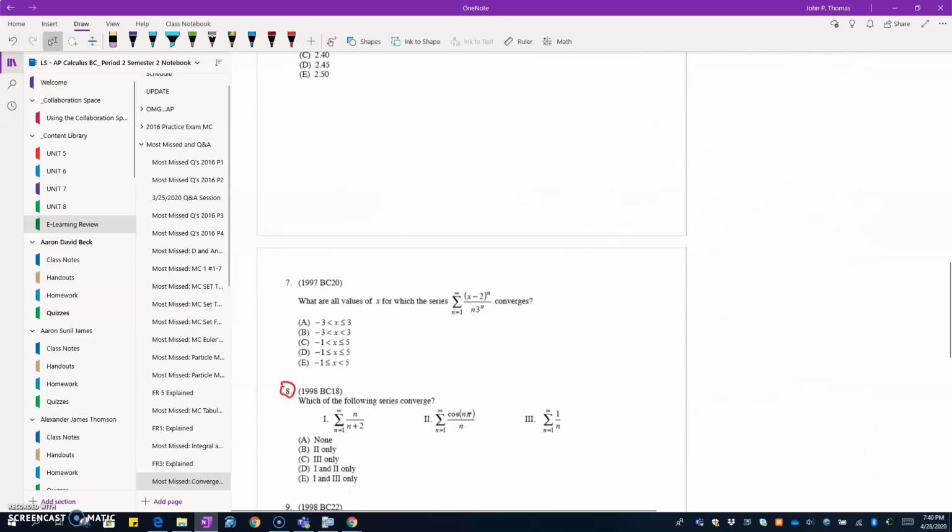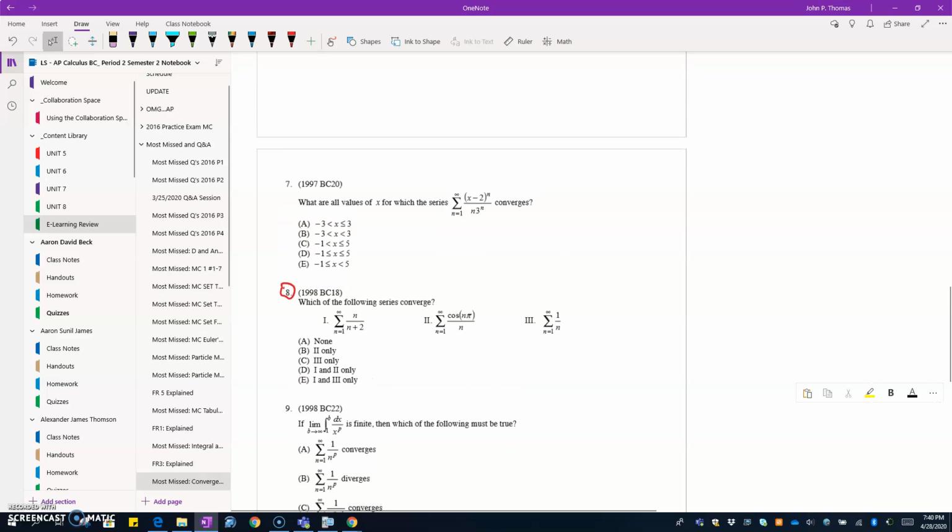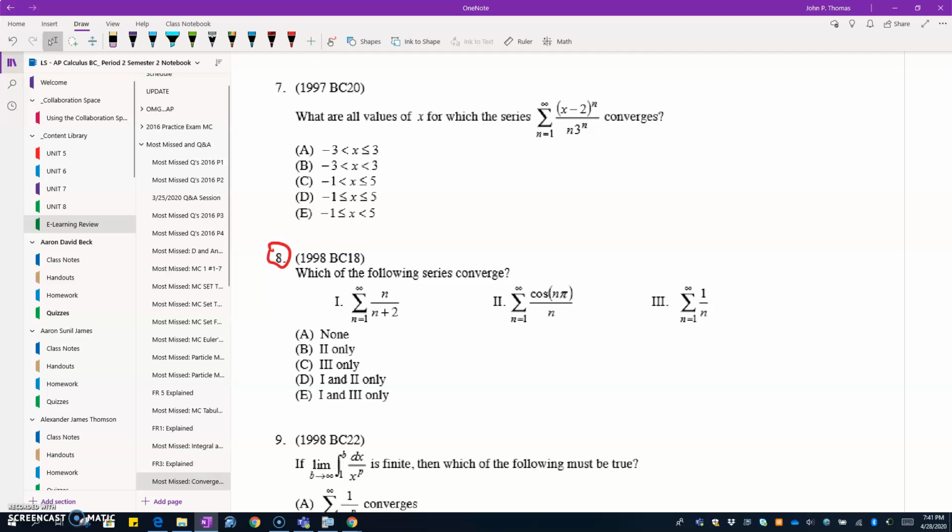Now, the last of the most missed questions was number 8. All right, and number 8 says, which of the following series converges? They want to know which one of these converge to a fixed value. So when I look at this, I'm really looking to see, is it clear cut? So first thing, when I look at 3, 3 clearly diverges, because it's 1 over n, it's a p series where p equals 1. So that one is a diverge.